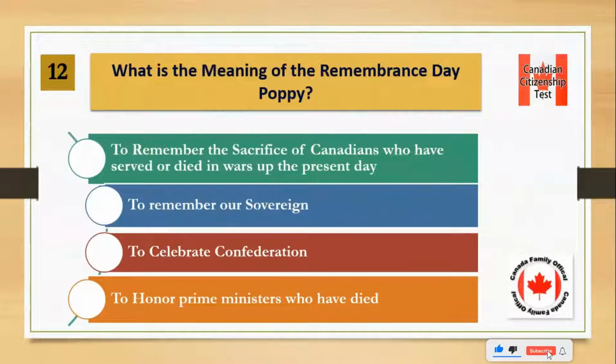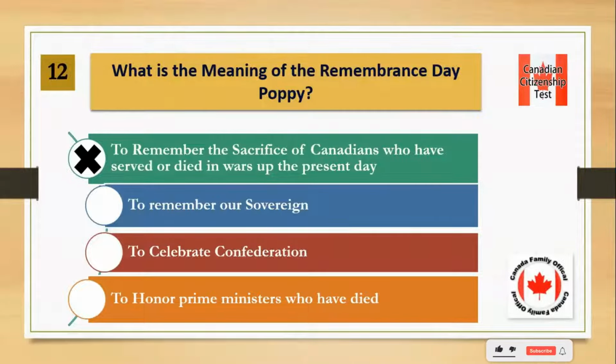What is the meaning of the Remembrance Day poppy? Number 1, to remember the sacrifice of Canadians who have served or died in wars up to the present day. Number 2, to remember our sovereign. Number 3, to celebrate Confederation. Number 4, to honor prime ministers who have died.